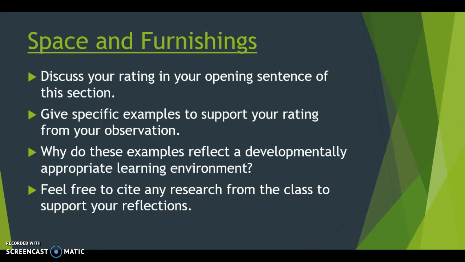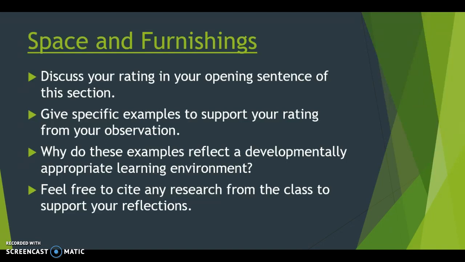You're going to put, the Space and Furnishing section was rated a 5.2 or whatever. So write what you rated it and then give justification as to why you rated it within the rest of your paper. So you're going to give some specific examples to support your rating. Why do these examples reflect a developmentally appropriate learning environment? Or if the rating was poor, why did you rate it poorly?